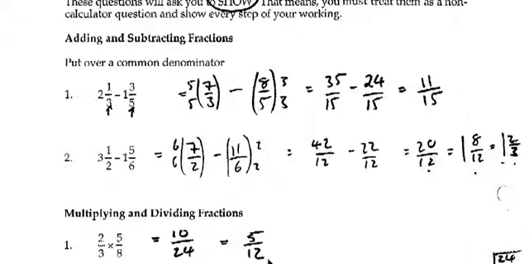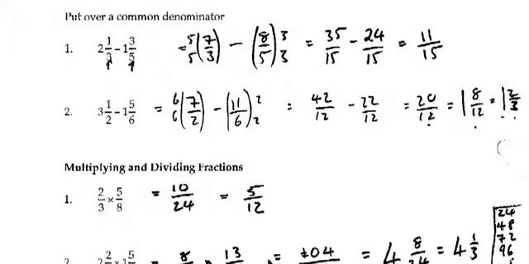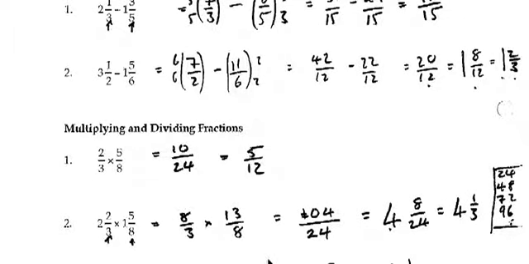Pause the video now and see if you can have a go at question 2. Well, the final answer should have been 4 1/3. Remember, we're pretending this is non-calculator. So there's 6/3 there plus an extra 2/3, that's 8/3. 8/8 plus 5/8 gives me 13/8.